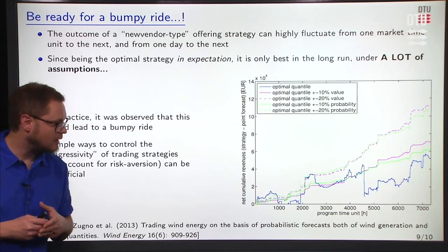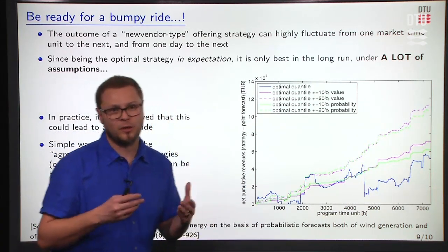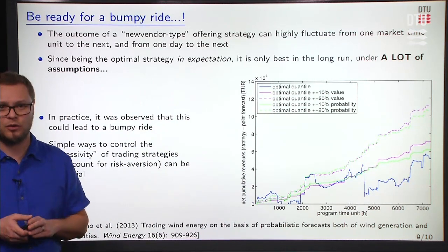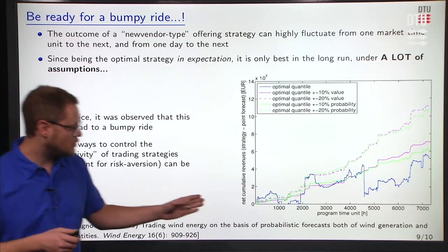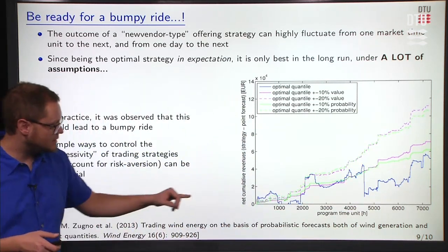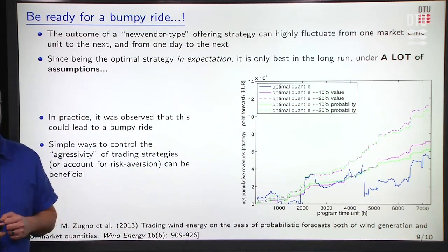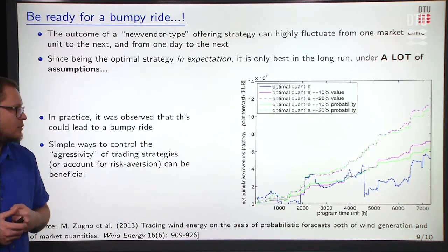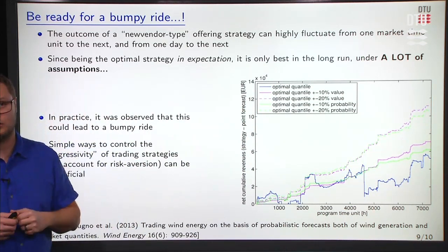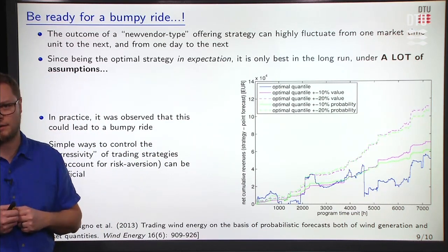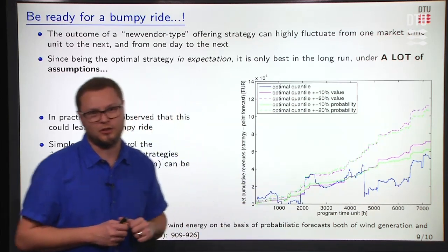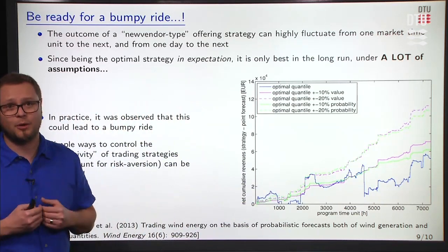To illustrate that point, let me show you some results for trading strategies for a power portfolio in Denmark over a period of 9 months, so with a lot of program time units here, more than 7,000. And these different curves show the net cumulated revenues that you would get with different strategies compared to the strategy which is to directly use the point forecast, so let's trust the forecast. In blue here, we have the results from the news vendor strategy. And you see that it is a bumpy ride.